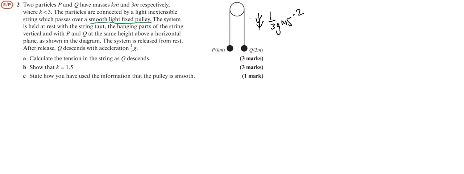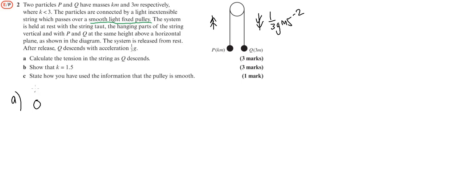Now the other thing to bear in mind is that as that particle descends, this particle is going to ascend, because remember they're fixed together by an inextensible string, so obviously they're going to move together. Okay, so first thing, A, it says calculate the tension in the string as Q descends. So we're just interested in Q. Remember, if we look at the whole system, tensions will actually cancel out.